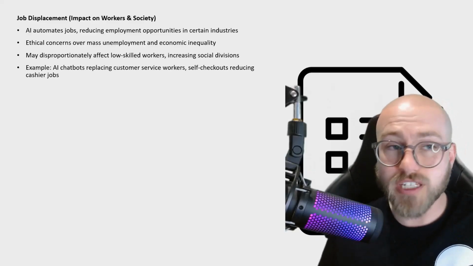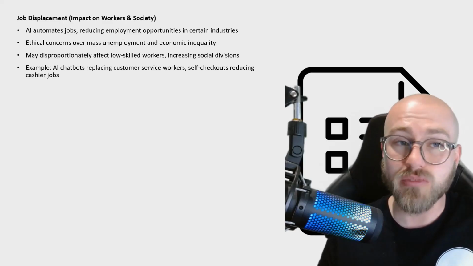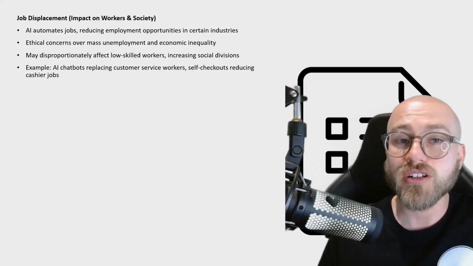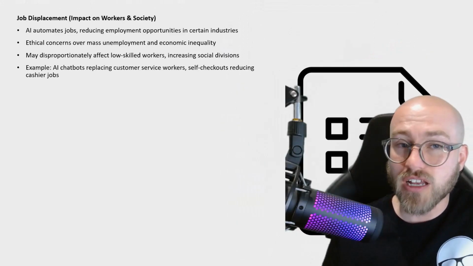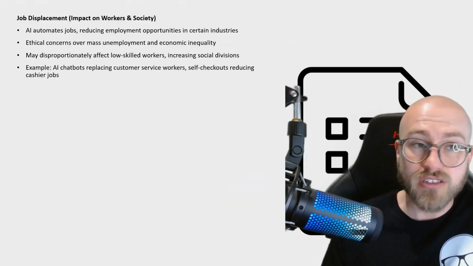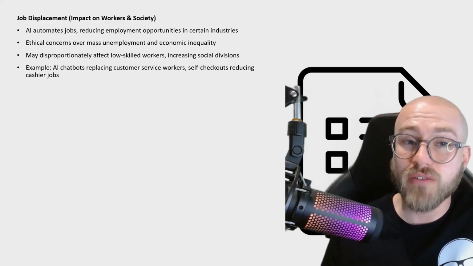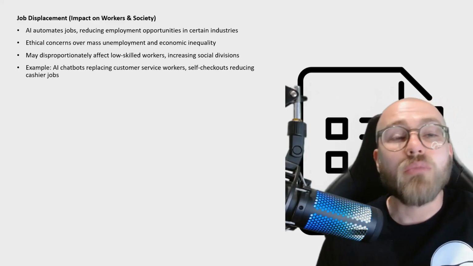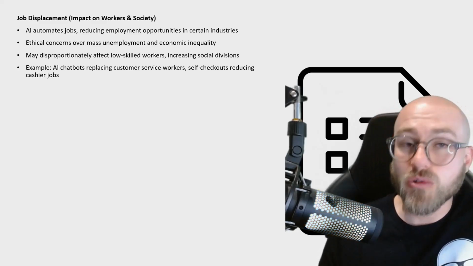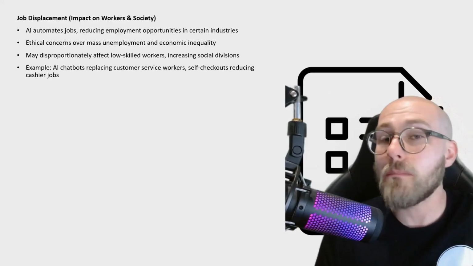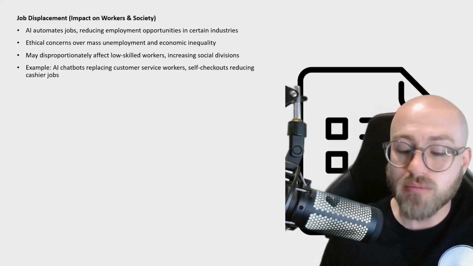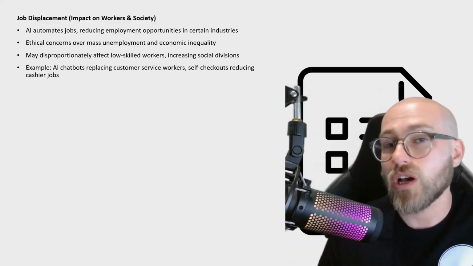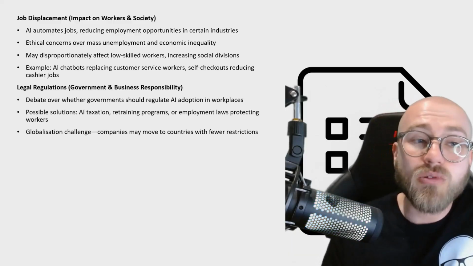So for the first one, for job displacement, you could have written about how AI automates jobs, reducing employment opportunities in certain industries. There's some ethical concerns over mass unemployment and economic inequality. It may affect low-skilled workers, increasing social divisions. And AI chatbots replacing customer service workers might reduce cashier jobs. But you could argue any of them for or against those points. So for example, the AI chatbot might get somebody faster customer service if there's not enough people that they can employ. It might get them an answer to what they need over the phone without even needing to speak to a human.